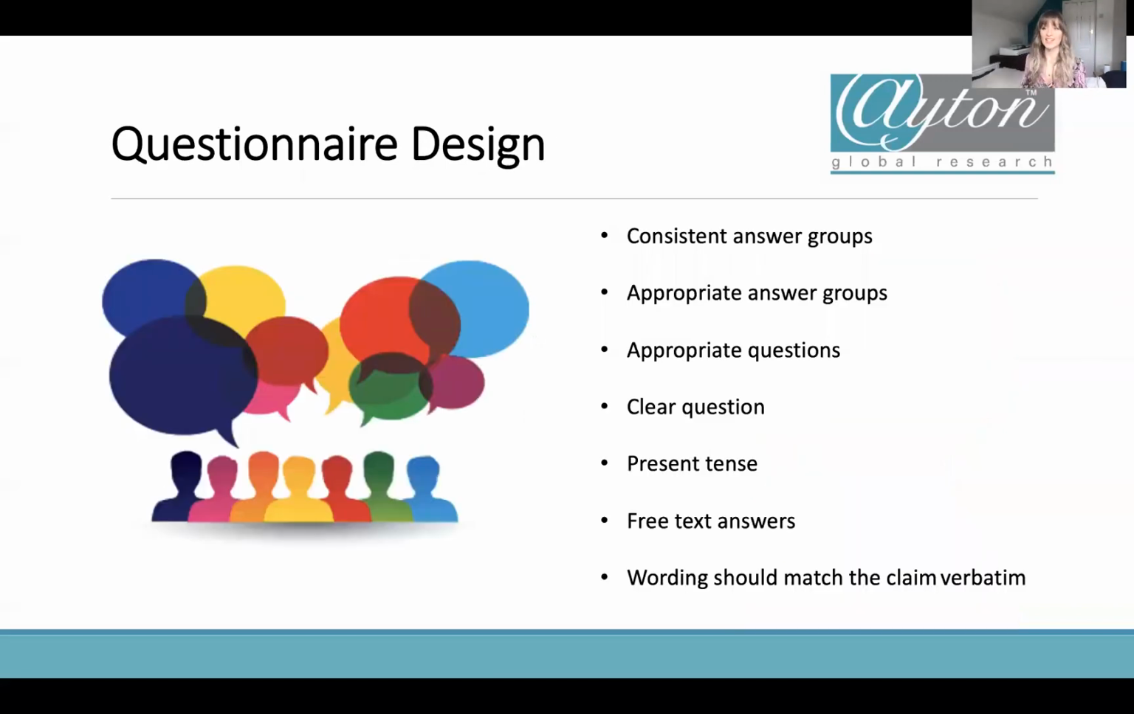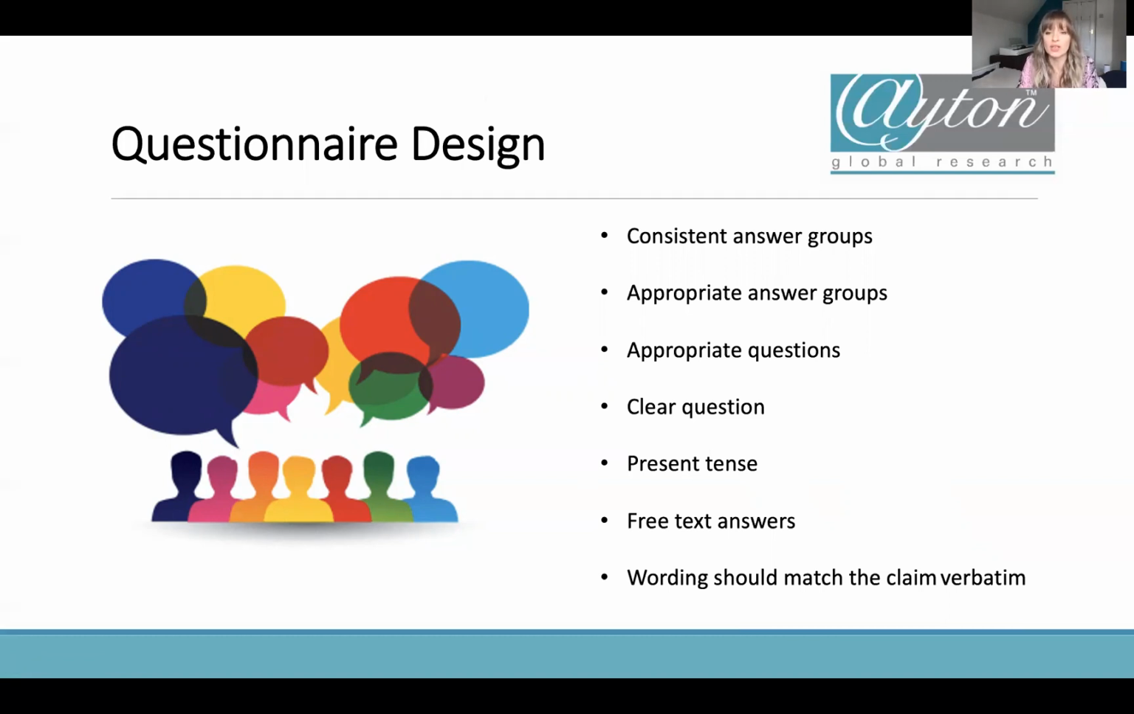The next step we're looking at is questionnaire design. I've just got some generic tips for questionnaire design, because obviously it always generates from your claims and your research objectives and the benefits of the product. But we need to make sure that we have some ideas in mind of how we're going to design it. So we need to make sure that the answer groups are consistent and appropriate.